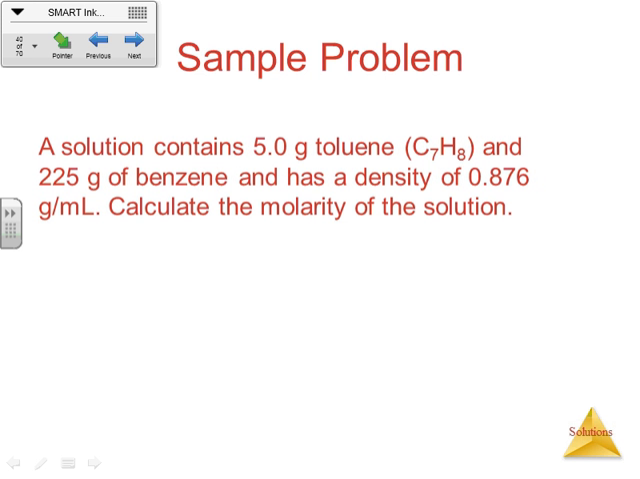Okay, here we go. This is one that you might need to know how to do, something along these lines. So 5 grams of toluene, 225 grams of benzene, and it has a density of 0.876 grams per milliliter. We want to know the molarity of that solution, okay? So our strategy here would be to probably figure out the number of moles that we have, right? And then we need to figure out the number of liters that we have. So how do we figure out, well, first of all, what's the solute, what's the solvent?